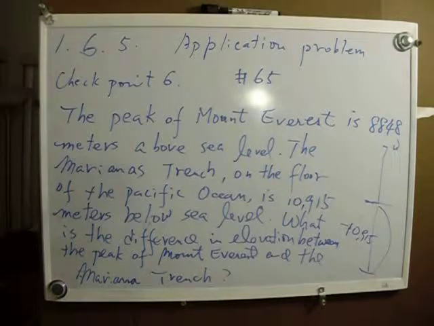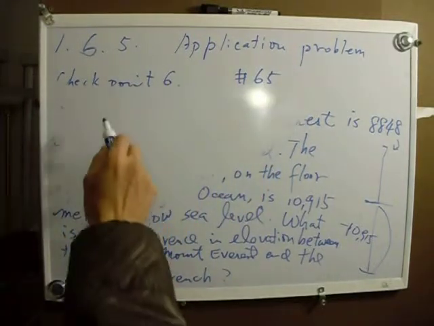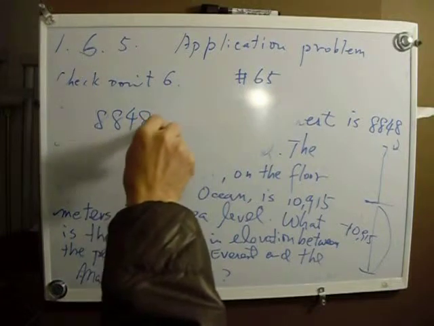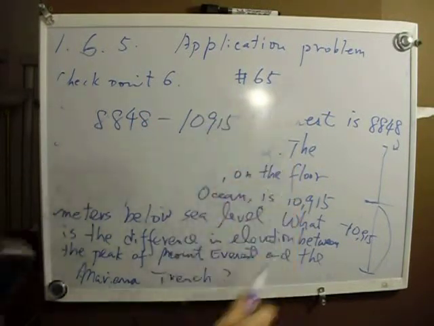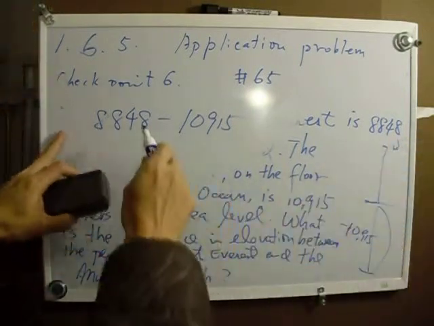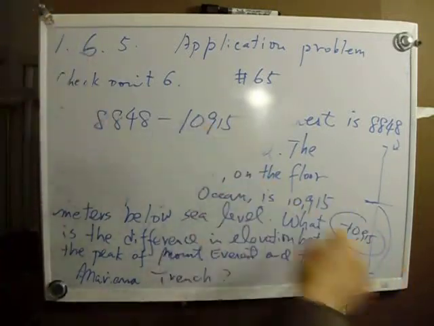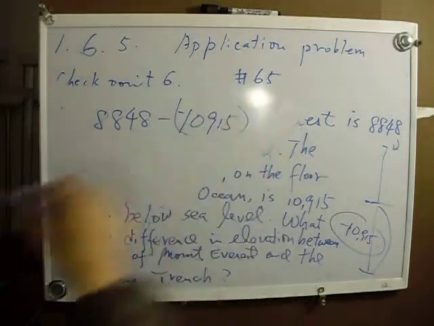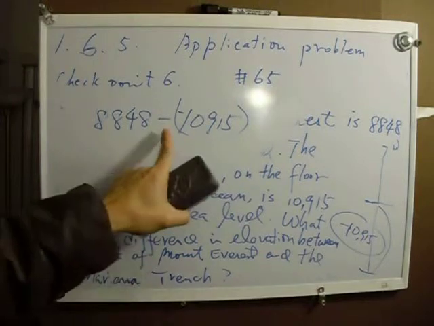For this example, you use 8,848 subtract negative 10,915. That is the difference between these two elevations, as you can see. You subtract a negative, because it's a negative number, since it's below sea level. So you've got to take that into consideration. Translate below sea level as this negative, so you subtract a negative.